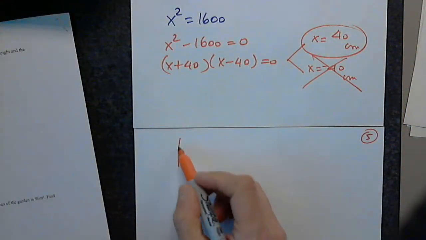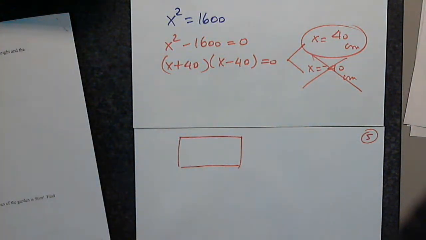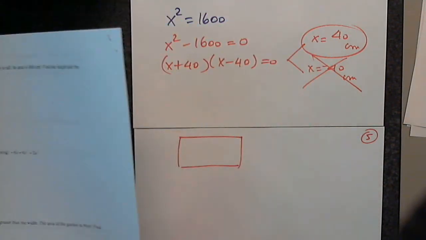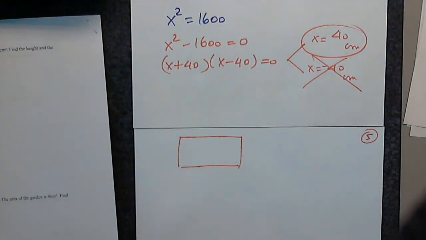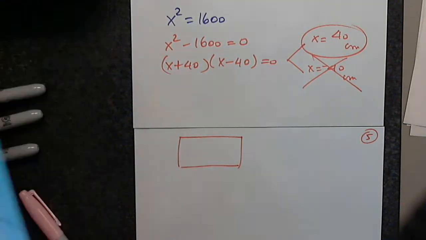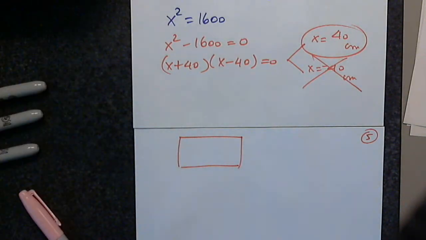Little picture, a figure with a rectangle. And say something about the length is 4 meters greater than the width. So what would you recommend we do? The length is 4 meters greater than the width. Yes, correct. Is it twice, or is it greater?